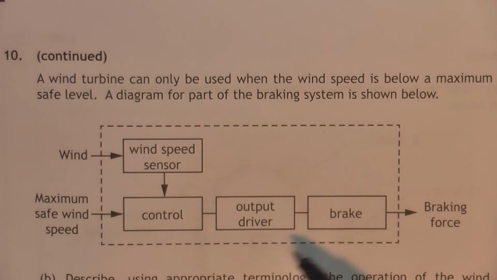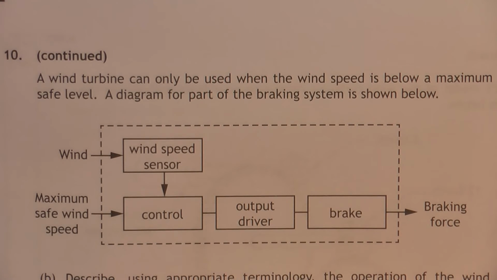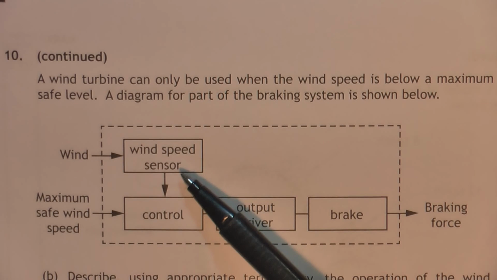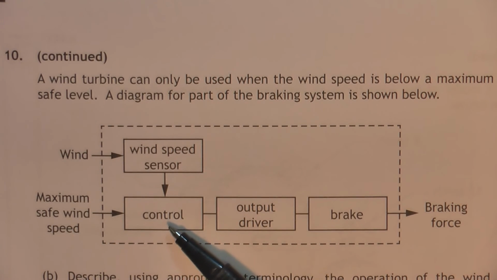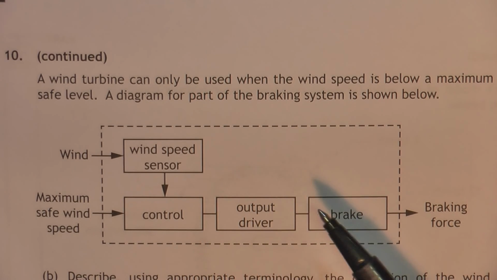This system puts a brake on when it gets too windy. So how the system works: the operator sets the maximum safe wind speed, and that goes into the control. The wind is measured by a wind speed sensor, and that signal is fed into the control. The control will decide if it's too windy to switch on the output driver. The output driver will amplify the signal from the control unit and switch on the brake if needed, and the output is a braking force.